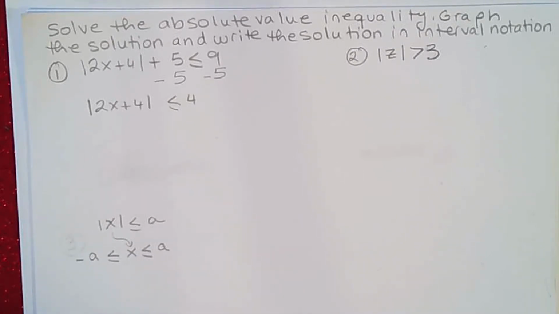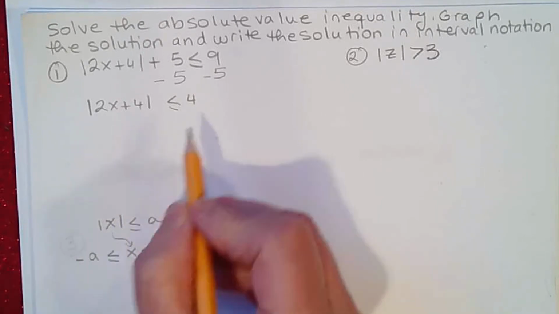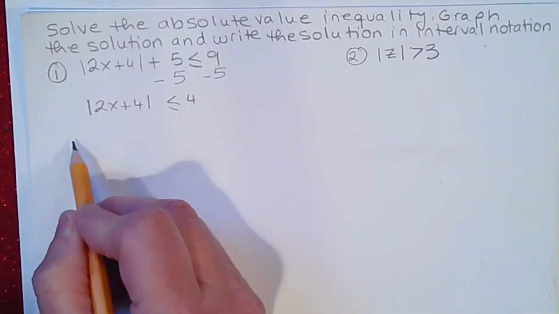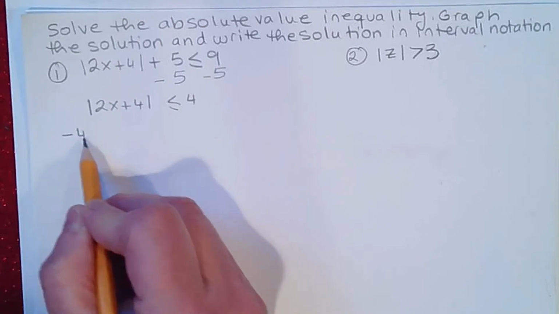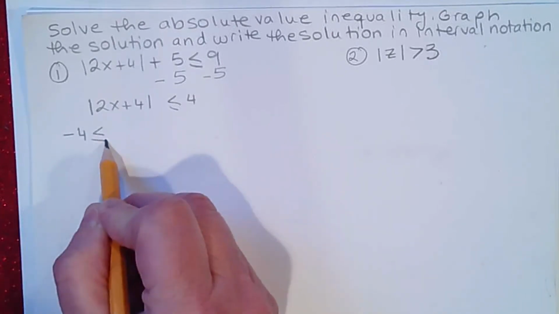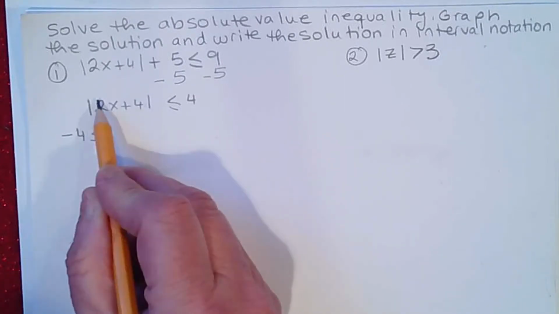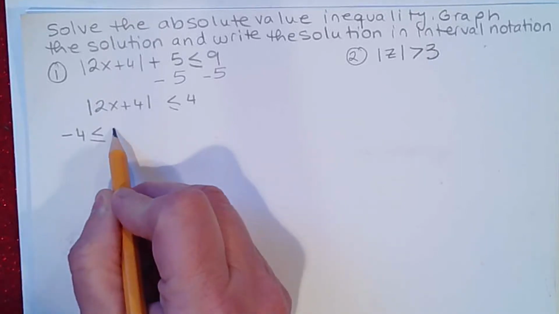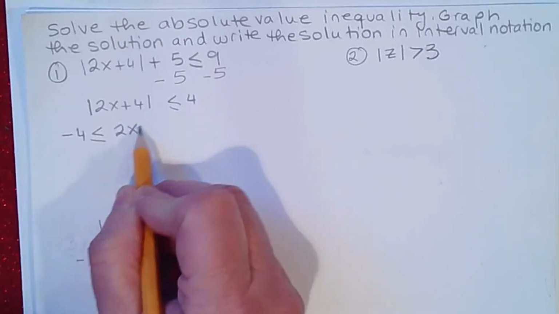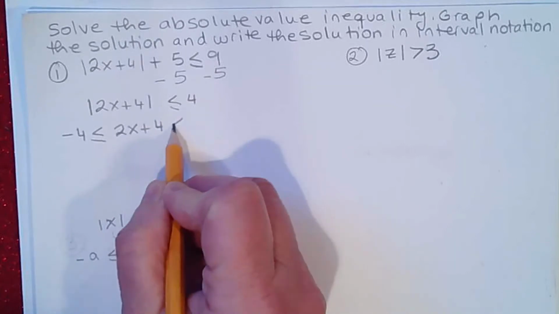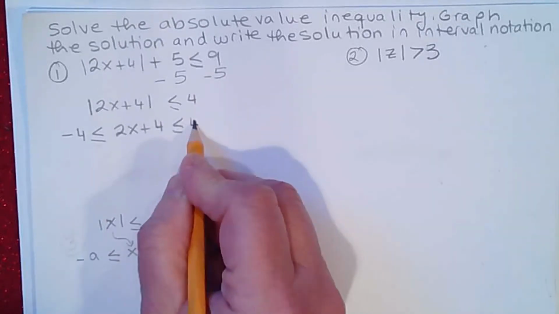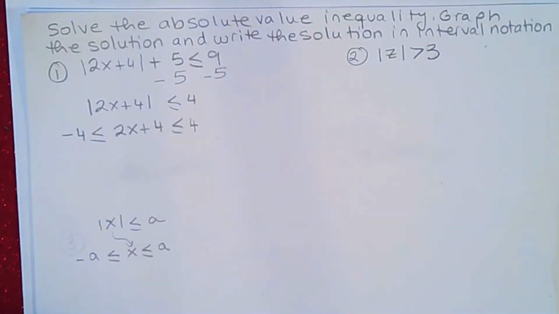So we're going to be doing the same thing here. The opposite of 4 is negative 4. I have less than or equal, so it's less than or equal. The expression inside the absolute value gives us 2x plus 4 less than or equal, same as that here, 4.